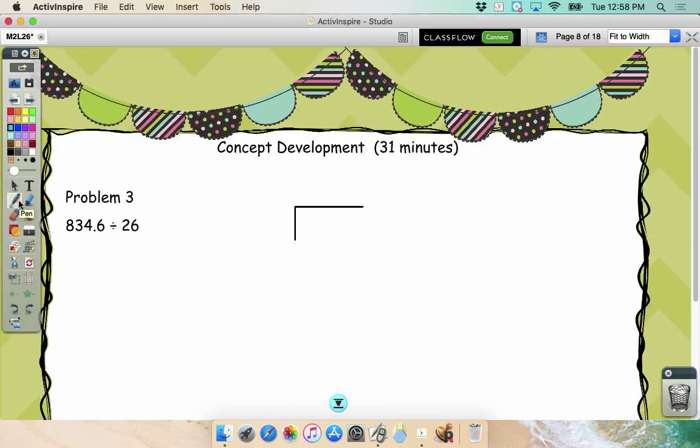Okay, so here's the next problem. Does yours say problem 3? Doesn't say anything? Well, it's going to be the third problem, okay? So which number goes inside the doghouse? The first one. So 834.6. And I'm going to make my doghouse a little longer because scrunching this in is not a good idea. I want to spread these digits out so I can actually see what's going on.